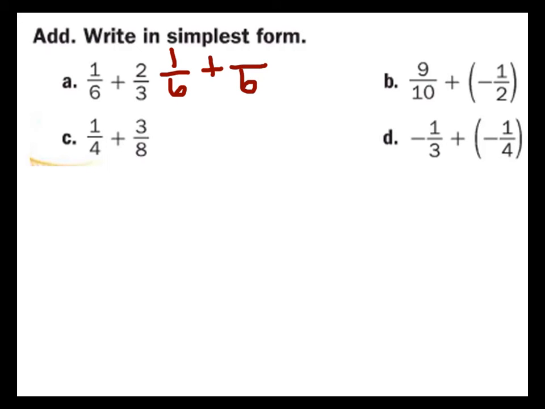Okay, so the common denominator, we would change the common denominator to 6. So you have to multiply 3 by 2 and then 2 by 2, which is 4. And then you get 5/6.